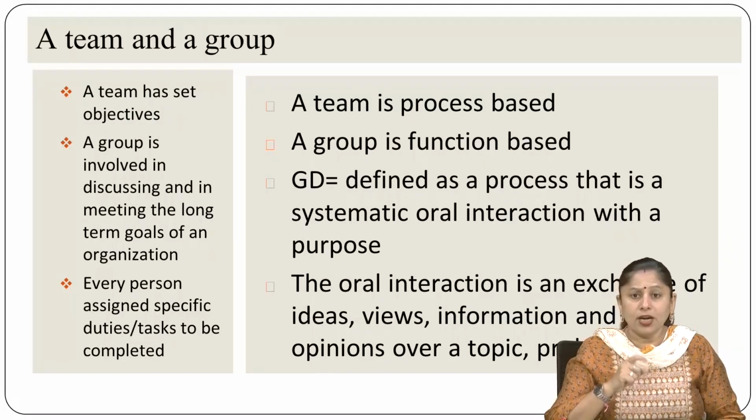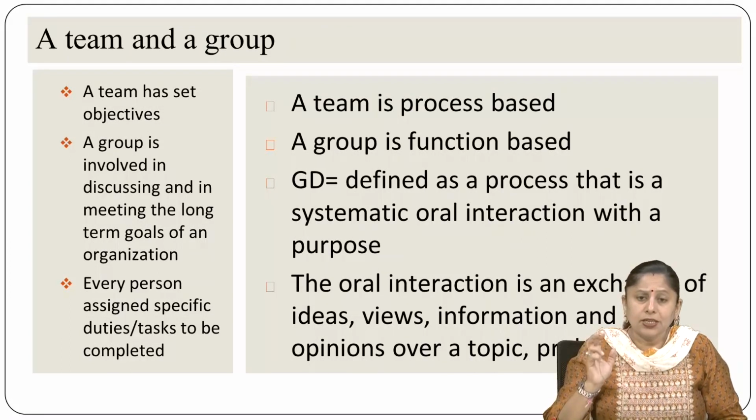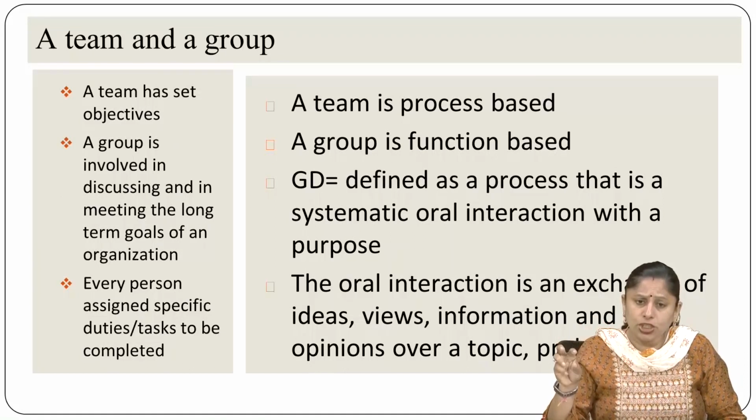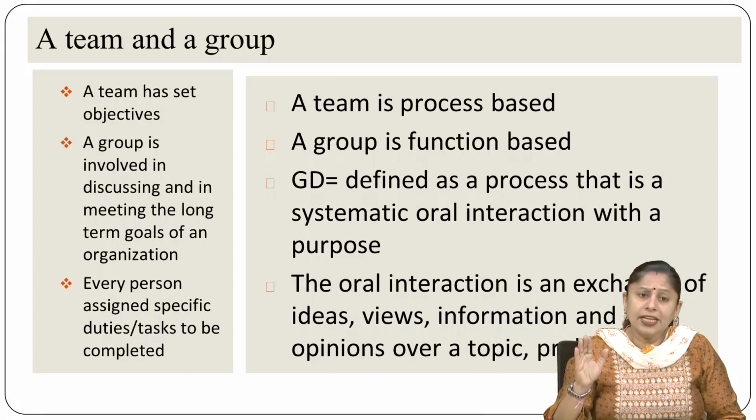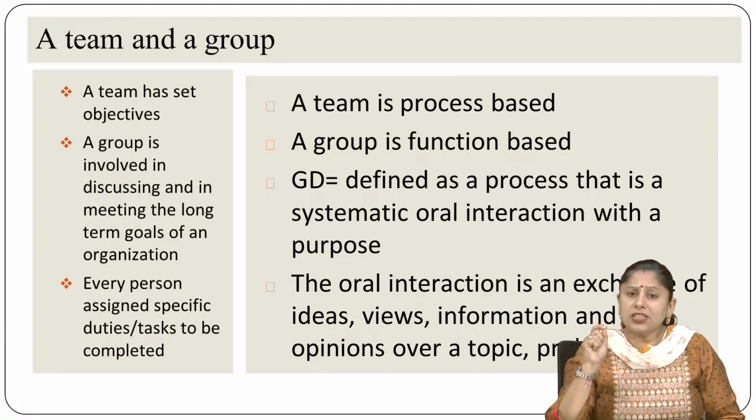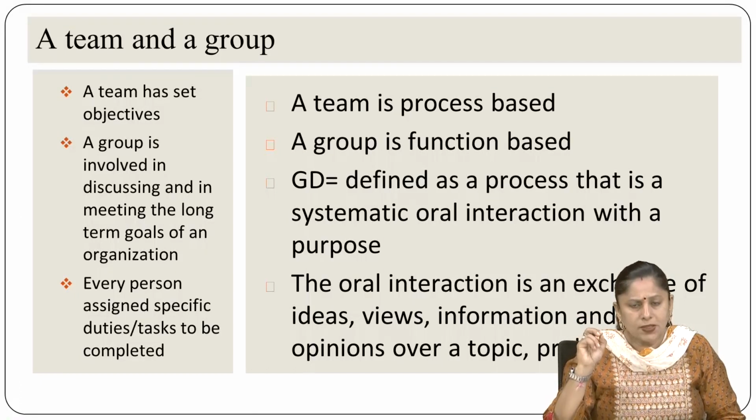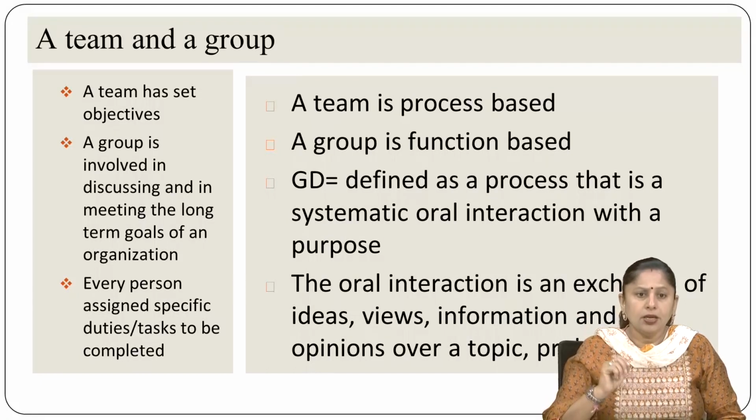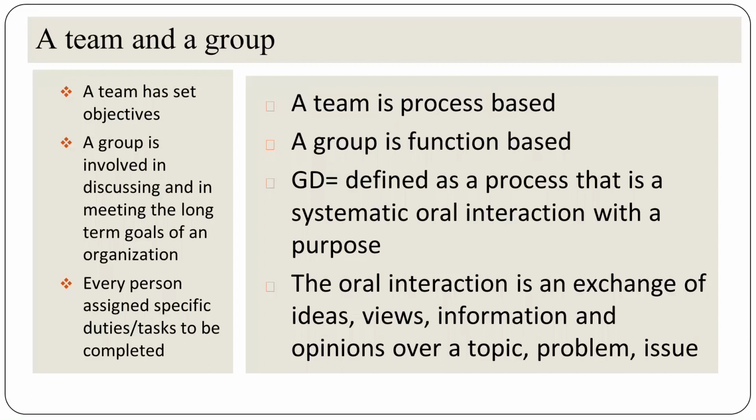Look, it is written, a team is process based and a group is function based. A group has a certain kind of functioning and a team generally deals with certain clear objectives, perspectives, certain clear purposes in their mind. Teaming is working on a particular goal. That is what is said over here. A group is involved in discussing and in meeting the long term goals of an organization.